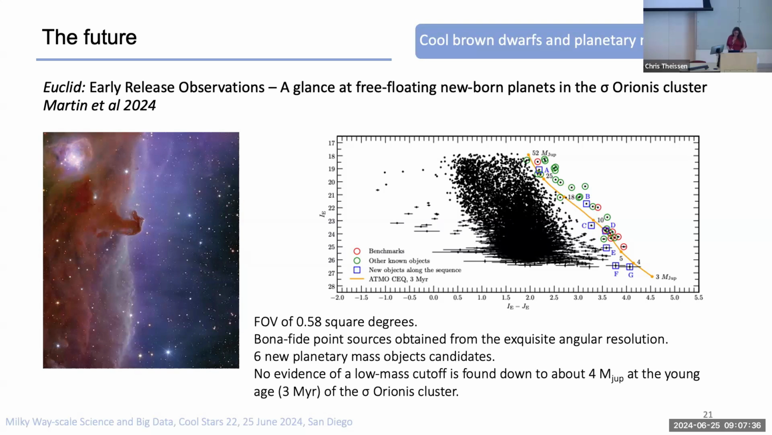And in this field, here you have the magnitude color diagram with the stars in the field, and here you have some low mass objects. You have the mass here, superimposed with the ATMO isochrones. And in this very small field, 6 new planetary mass candidates have been found. There is also no evidence for a low mass cutoff below a Jupiter mass. This is Sigma Orionis, a young age, so it's not exactly a very nearby sample, but it illustrates what can be done with Euclid.